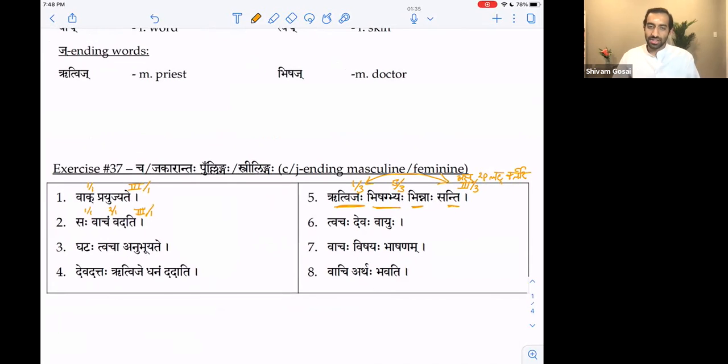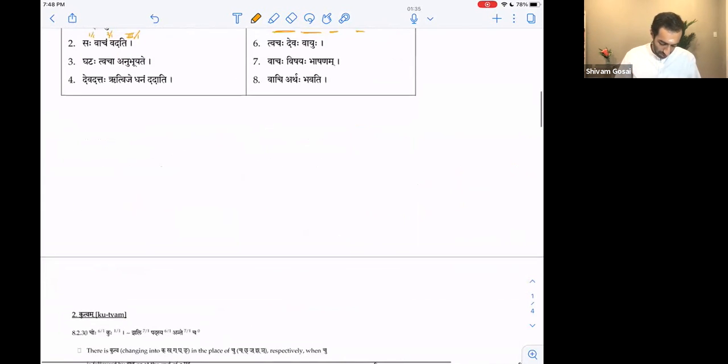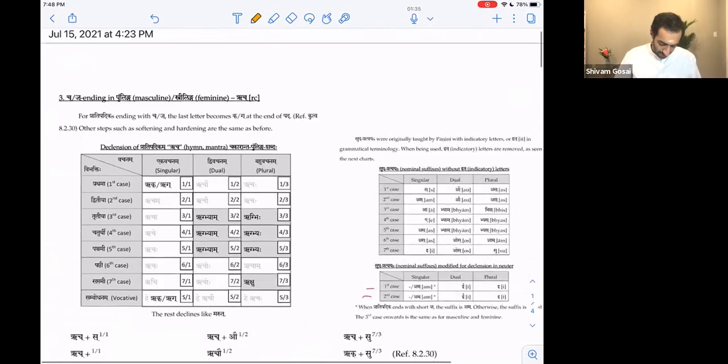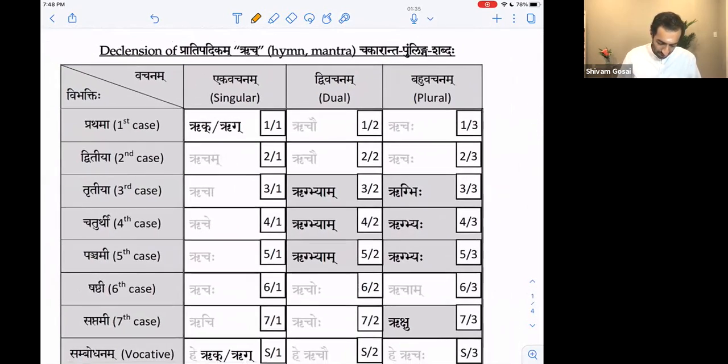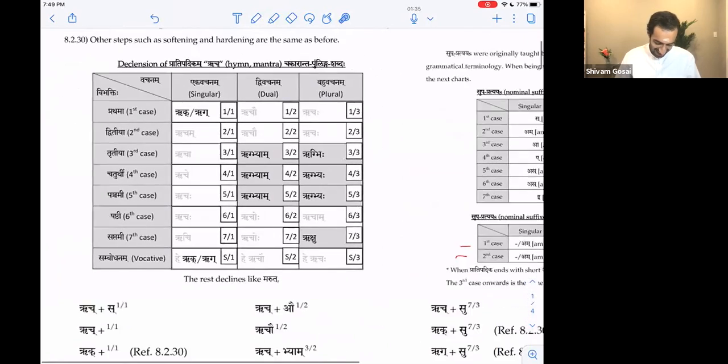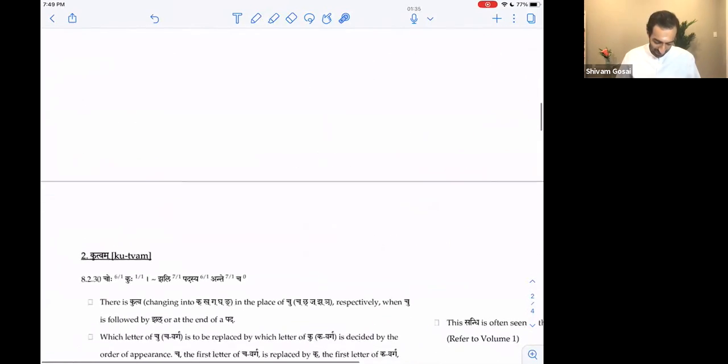Okay, so let's move on. Let's come back to some of these exercises. You can look at them briefly, see if there's any more. But what I want to do is look at a sandhi rule of why does rich become rik or rig? Okay. I think it's interesting. I hope you'll find it interesting.